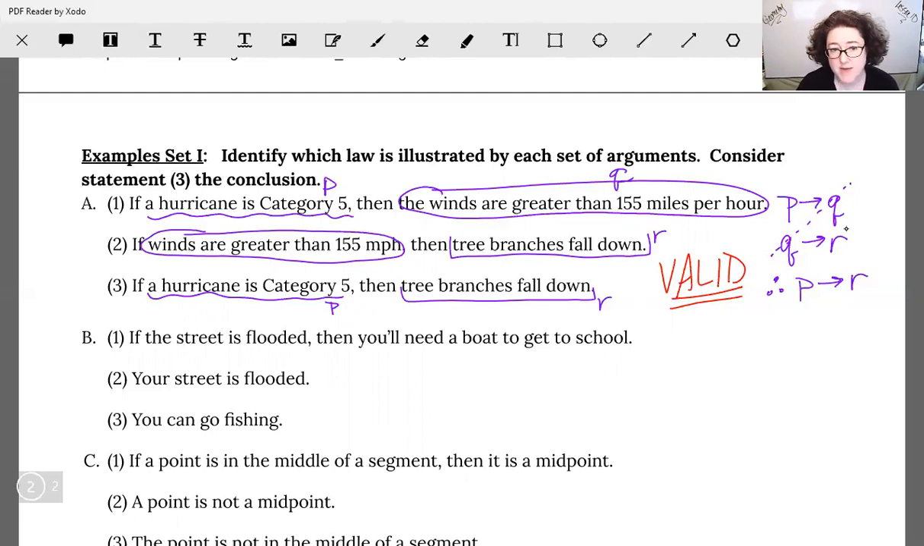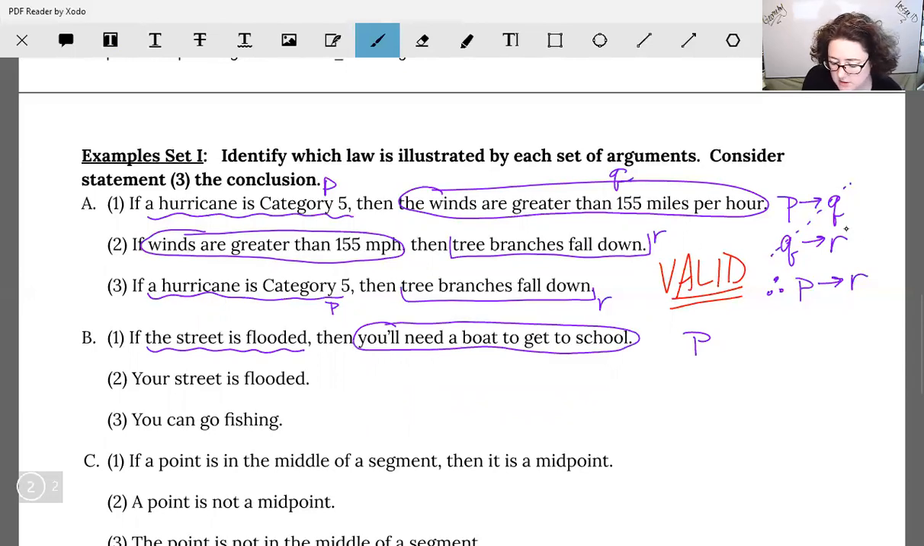So again, let's try mapping it out. If the street is flooded, that can be our P statement. You'll need a boat to get to school, a new idea. So let's call that Q.